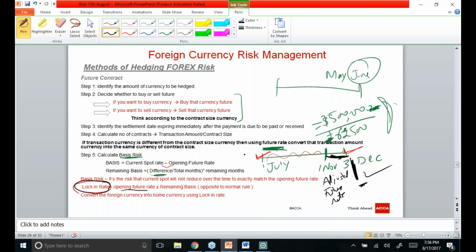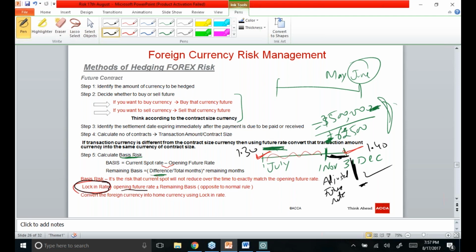We know from the basics that if the spot rate is 1.3 and the December future price is 1.4, this is the upward trend. Gradually over the period, this 1.3 will become equal to 1.4.